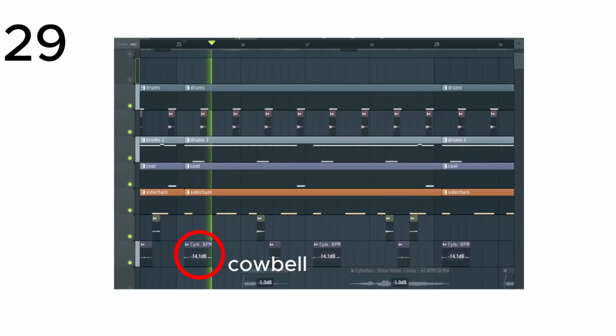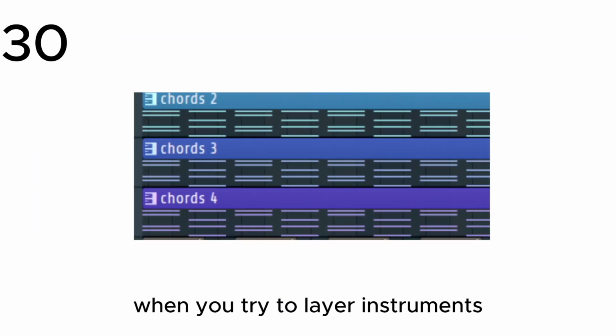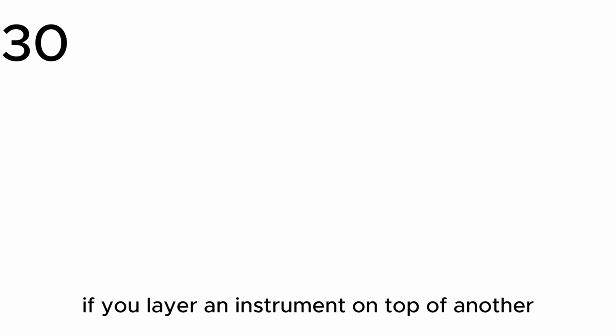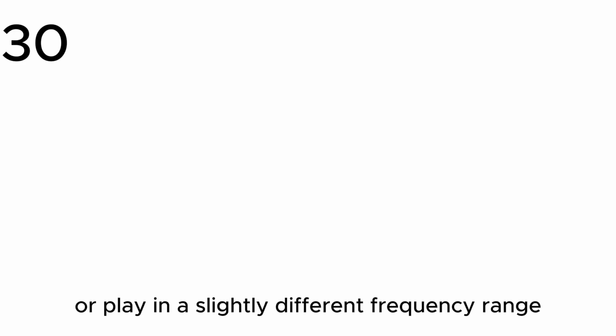For your drums, you should use more percussion than just snare, kick, hi-hat and open hats. You could just tap your table or use, for example, a cowbell. When you try to layer instruments, you should be focusing on texture, not volume. If you layer an instrument on top of another, it should be different. For example, you can make it wider or play in a slightly different frequency range.